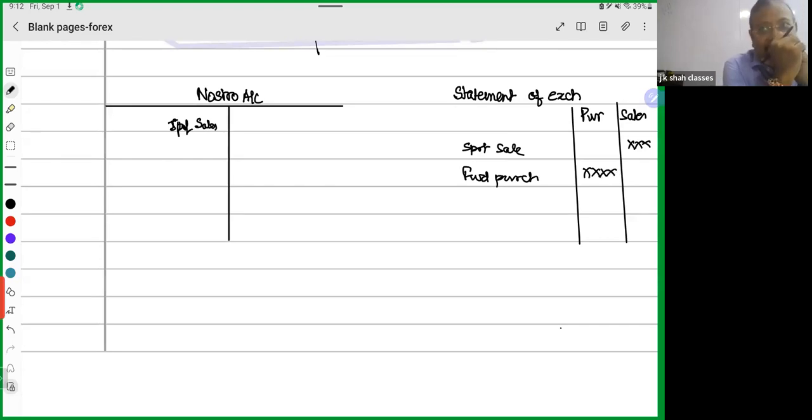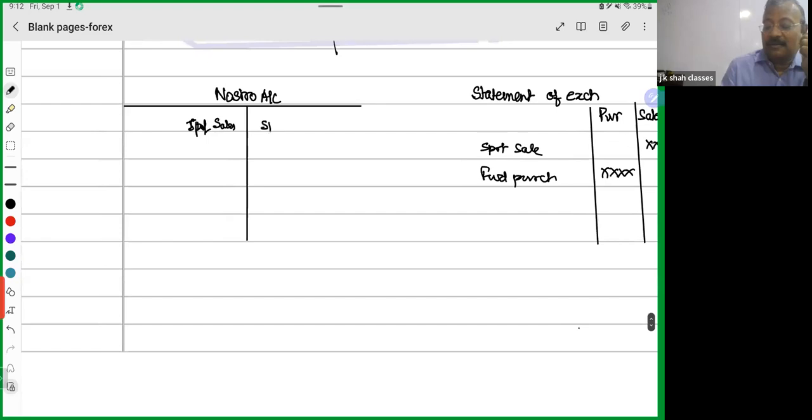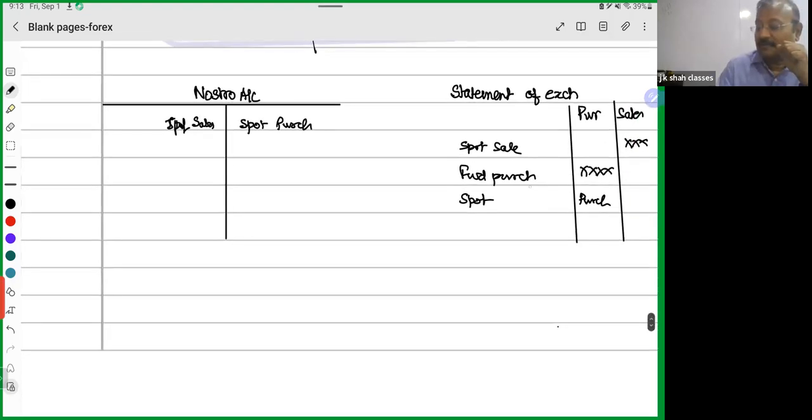ठीक है. अच्छा, now spot purchase. Spot purchase and spot purchase. ठीक है. Forward purchase contract now cancelled. On the sale side. Okay.